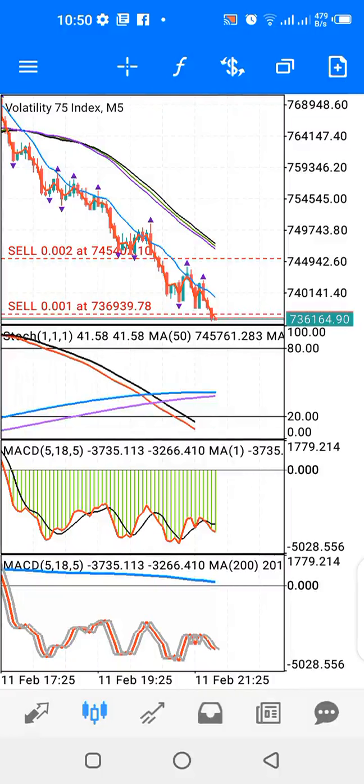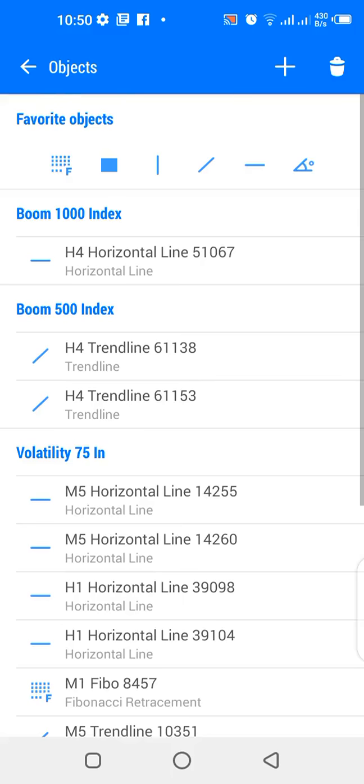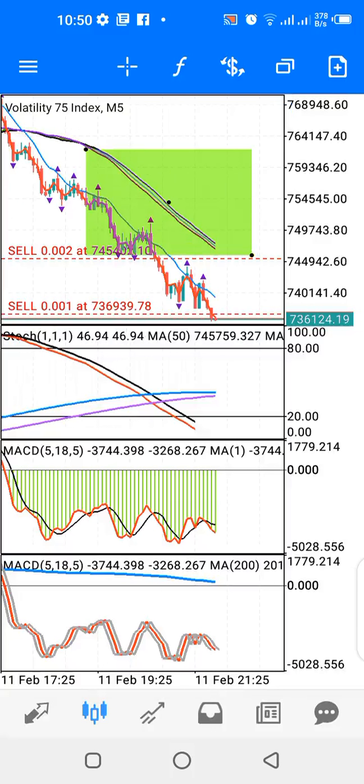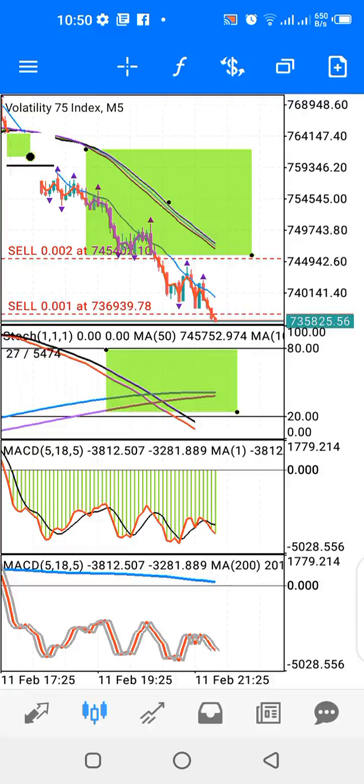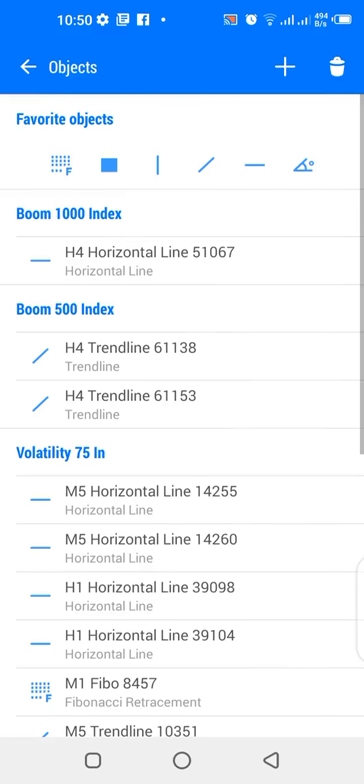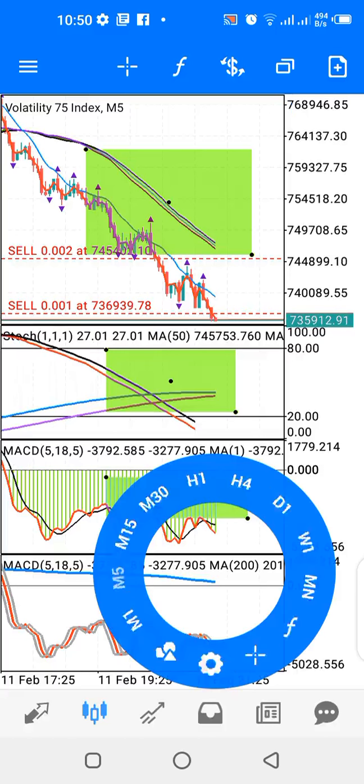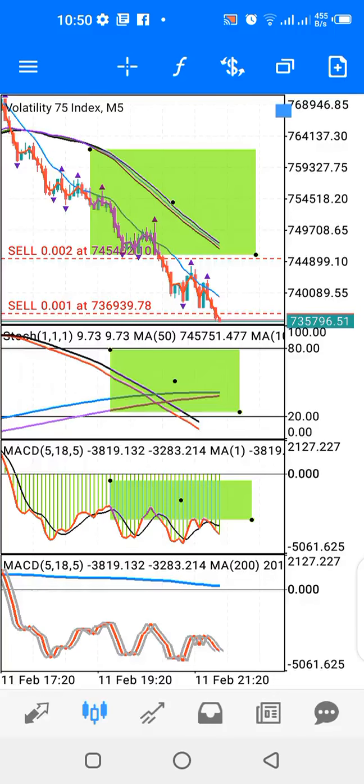Today we'll be looking at a strategy you can use to trade volatility 75 index. On the screen I have a V75 on 5 minutes time frame. Now I have four windows. I have the main window. This is my main window. This is indicator window 1. This indicator window 2. And this is indicator window 3.